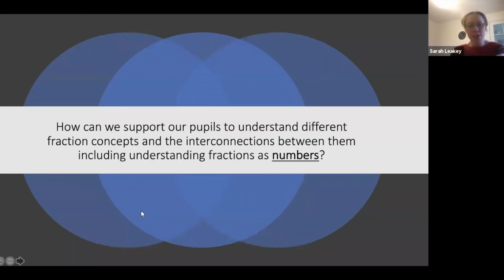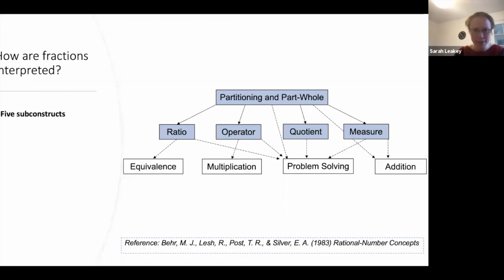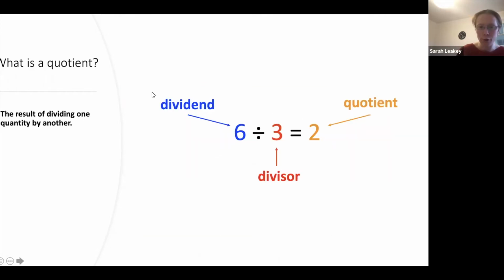So for the rest of the presentation, we're going to be looking at how we can support our pupils to understand different fraction concepts and the interconnections between them, including understanding fractions as numbers. We're going to look at this through the lens of different subconstructs of fractions. It's generally accepted that there are 5, but depending on what research you look at, that might be more or less. And we're going to look specifically at the quotient subconstruct and the measurement subconstruct, and look at the importance but limitations of the part-whole subconstruct. Again, if some of that doesn't make sense yet, hopefully it will as we go through.